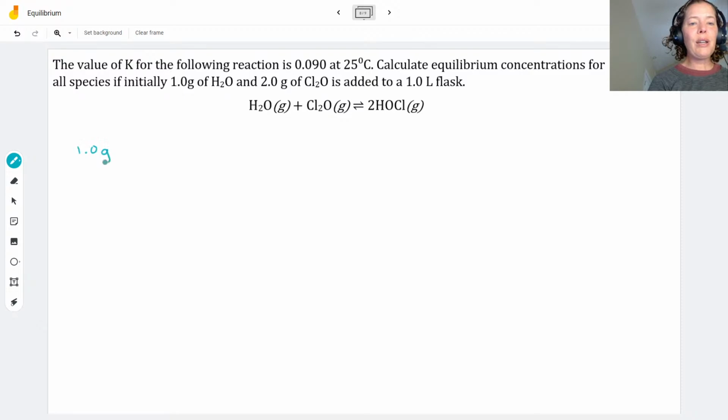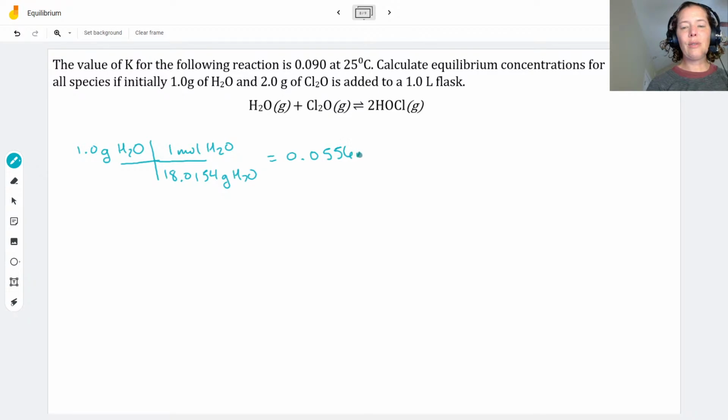So I have 1 gram of water. Molar mass of water is 18.0154 grams per 1 mole of water. And this is 0.0556 moles of water. Now, to get concentration, this is going to be a little bit easier because we're in a 1 liter flask. So to get moles per liter, I'm just going to divide by 1 liter, which gives me the same number, but now we're in molarity. So at least this part of the calculation is easy.